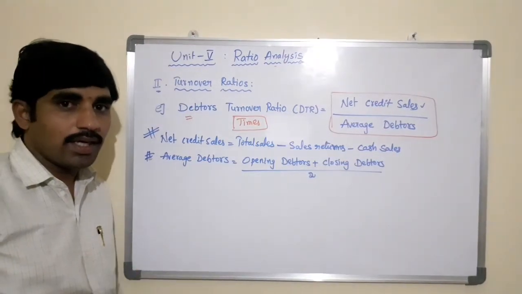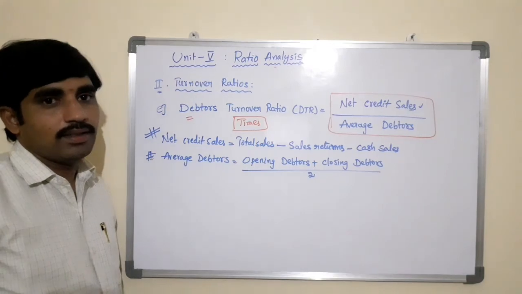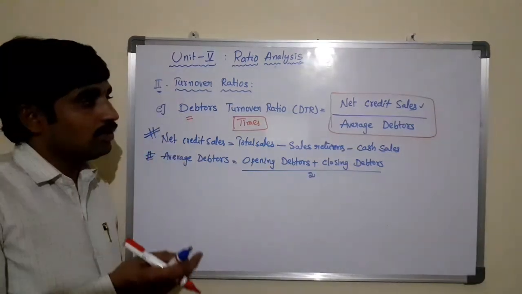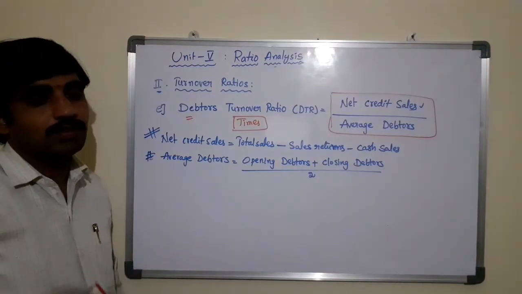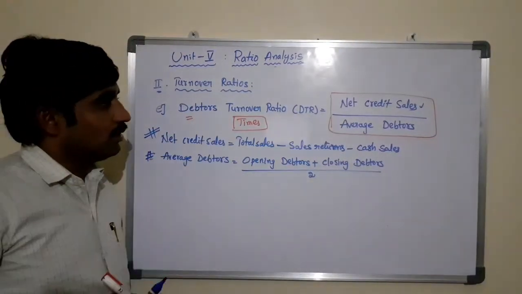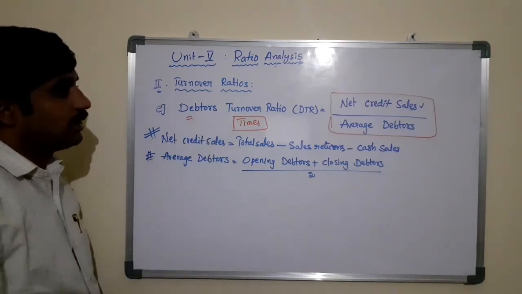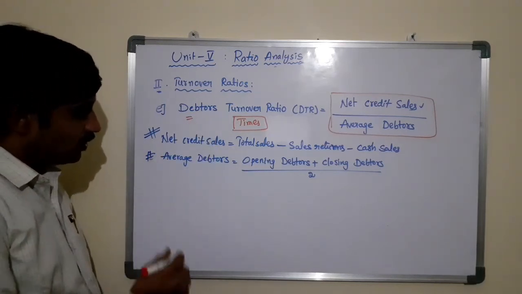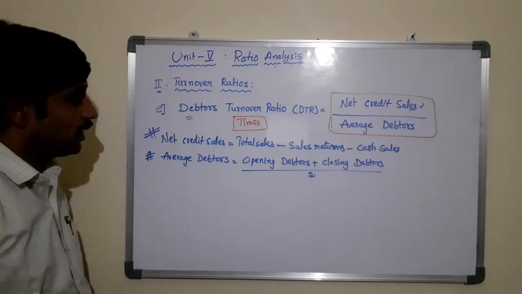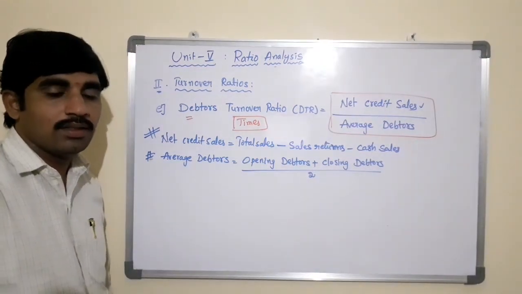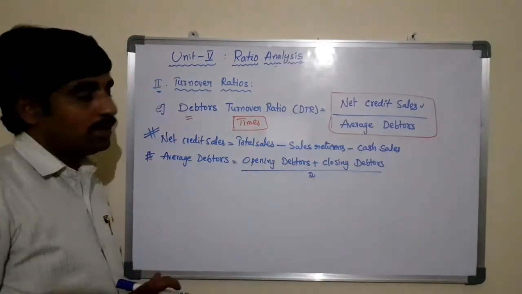If the ratio is higher, it indicates that debts are collected quickly. The higher the ratio, the better the performance in terms of collecting the debts from the debtors. So once we have calculated the debtors turnover ratio, we also need to calculate the debtors collection period: how much time the business is taking to collect the debts from the debtors.